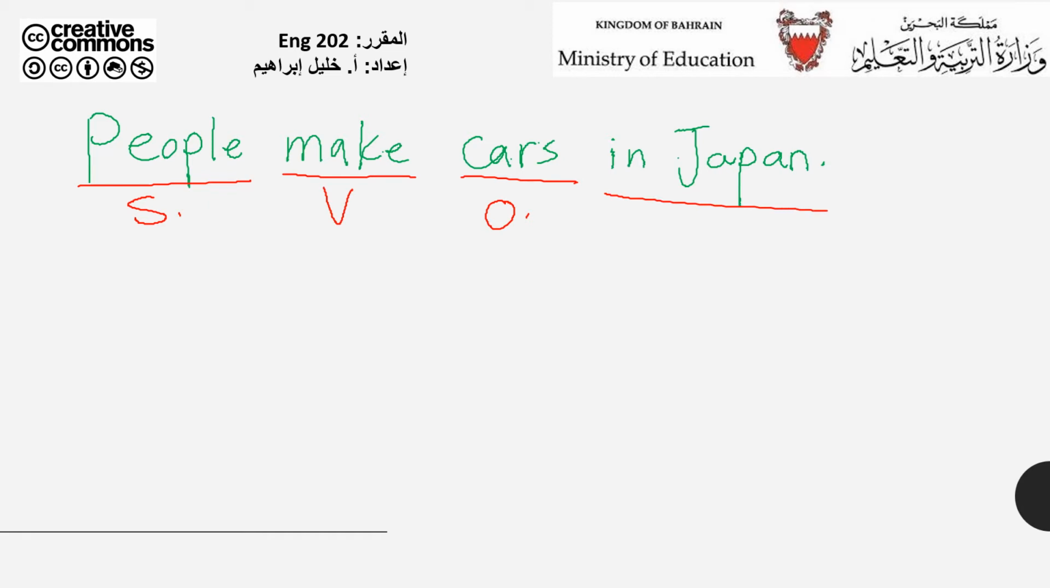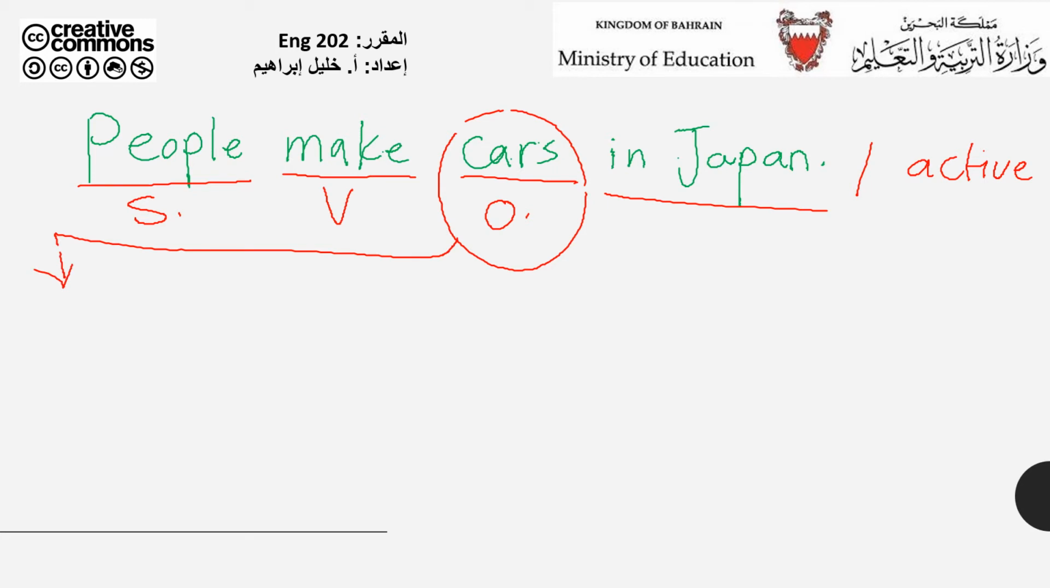Now, how do we change this sentence from active? So this sentence, we said, is active. How can we change this sentence from active into passive? First step, we take the object of the sentence and put it at the very beginning of the sentence. So, cars.